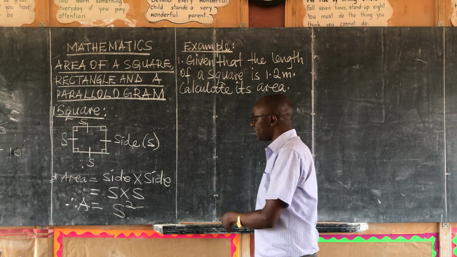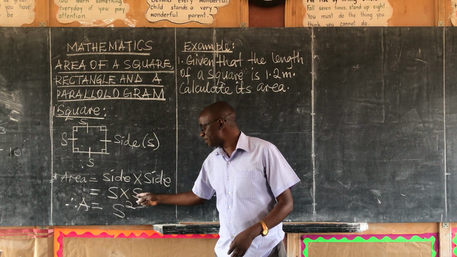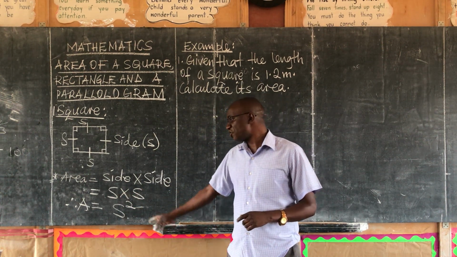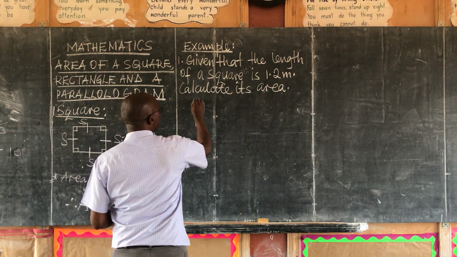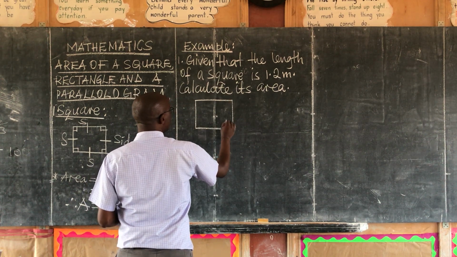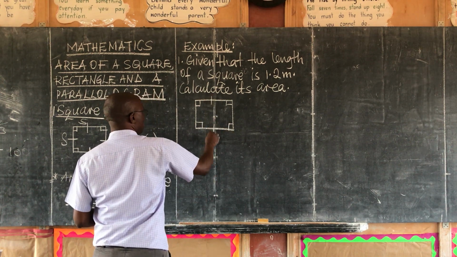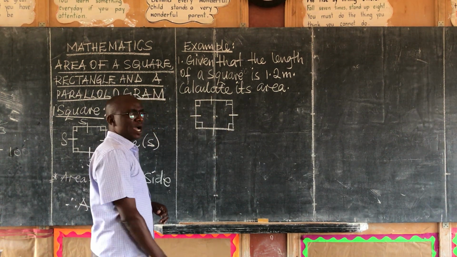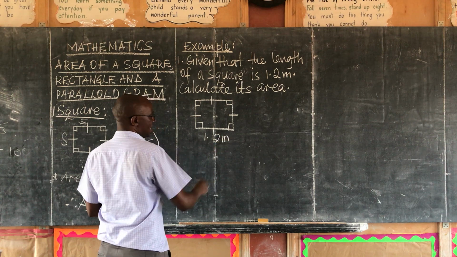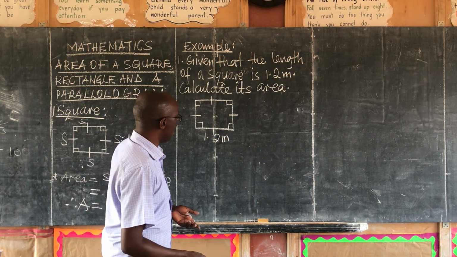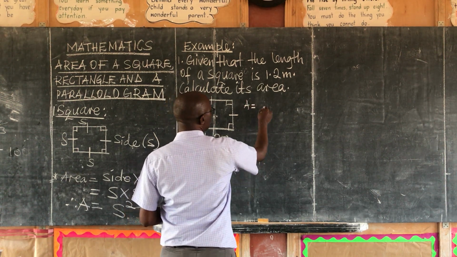We go back. We have said that area of a square is equal to side times side. And the result of multiplying S times S is S squared, or S raised to the power 2. If I'm to draw that square, this is how it looks. Remember, all the sides of a square are equal. And we have said the length of each side is 1.2 meters. So area is equal to S squared.